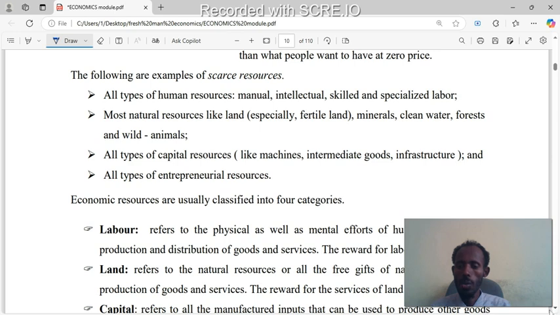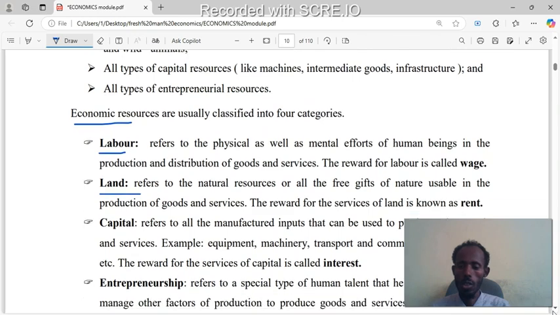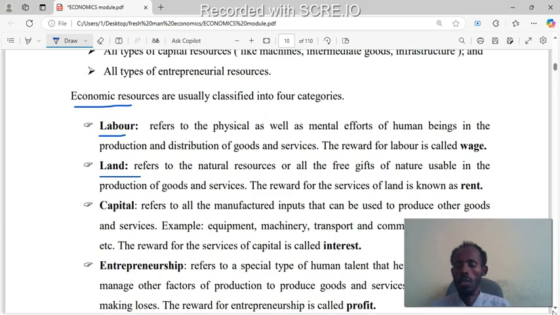So in general, economic resources, there are four of them. What are labor, land, capital, and the entrepreneur or skill. So labor refers to physical as well as mental effort of human being in the production and distribution of goods and service.